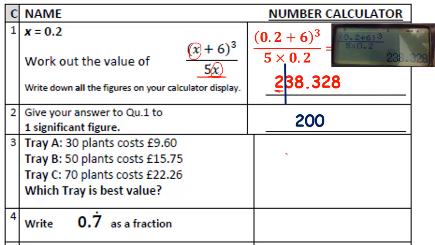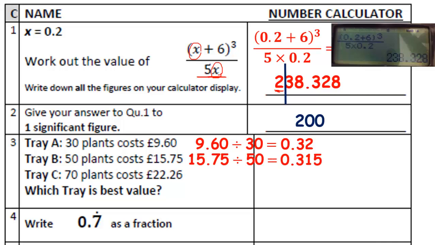Question 3, each of those numbers, the money part, you need to divide by how many plants there are to work out the cost of one plant. So the first one, £9.60 divided by 30, I'm going to get 0.32. 1575 divided by 50, that's going to give me 0.315, and the next one, 2226 divided by 70, 0.318. Now, if you actually wrote down all of those answers to 2 decimal places, they would all have been 0.32. Look carefully at it.